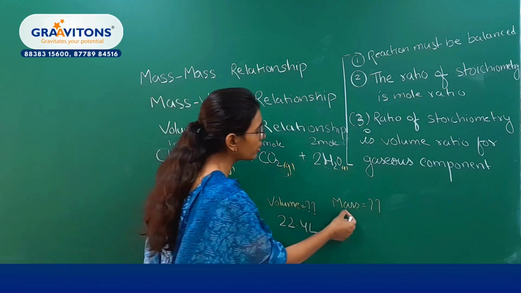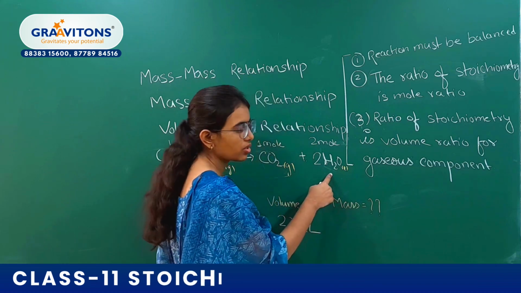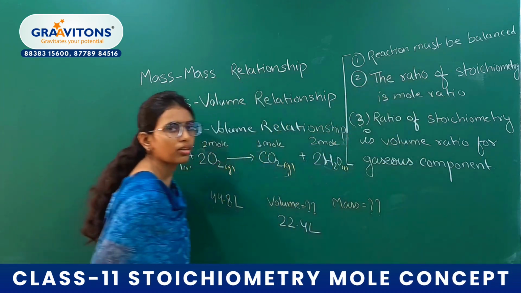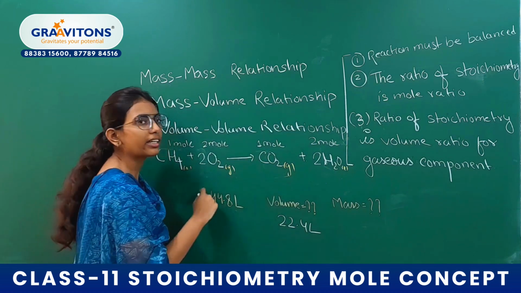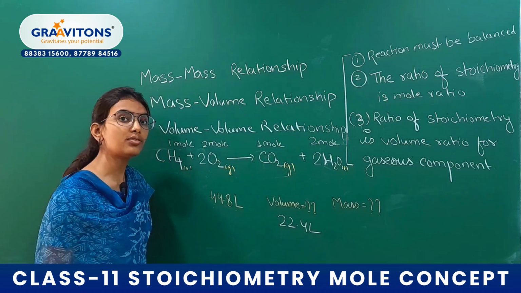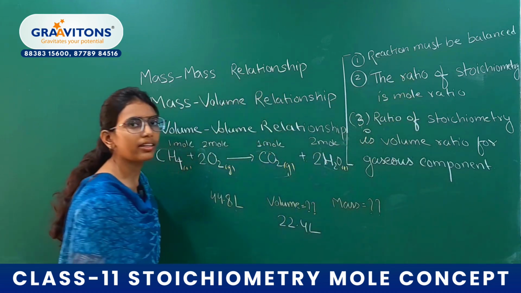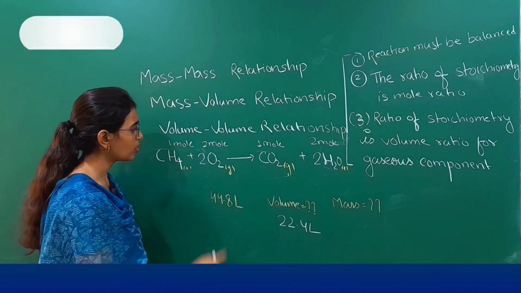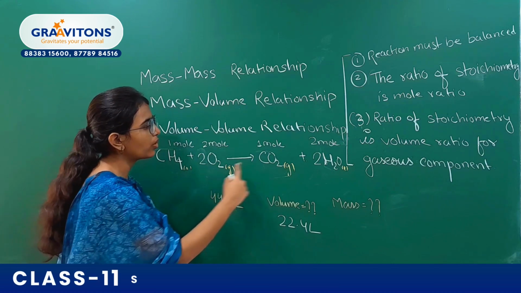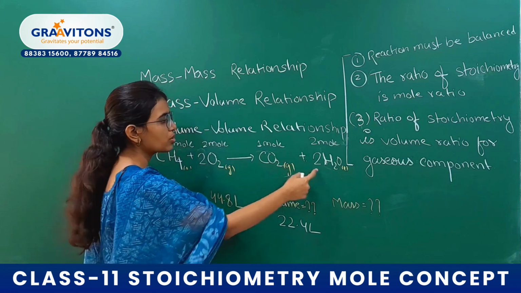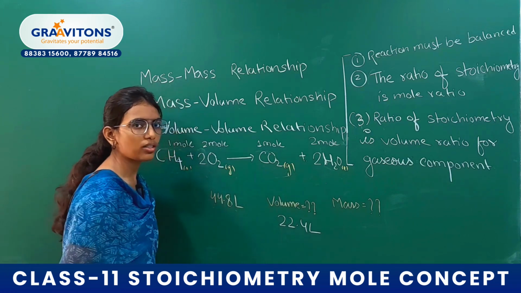Now we have to calculate the mass of water produced. We don't have any mass ratio. We cannot relate the mass directly with the stoichiometry. First we have to relate the moles, and from the moles we can relate the mass. What will be the mole ratio of O2 and H2O? It will be 1:1, because it is 2:2. So we can say 1:1.